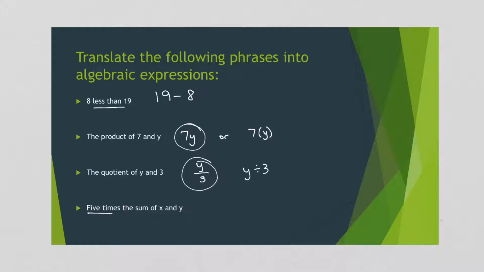Now this says 5 times the sum of this, so I need to write the sum of x and y, and then I want 5 times that. There you go.